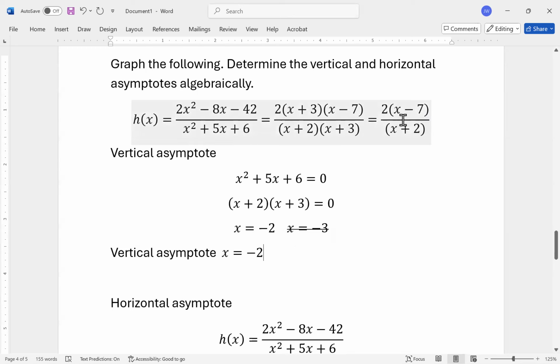Again, this isn't exactly the same thing because here we could plug in a value of x equals -3. Here we can't because we get 0 over 0, but it's equivalent for all other numbers.